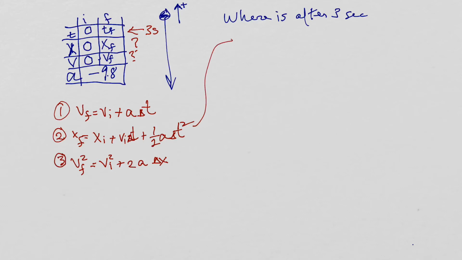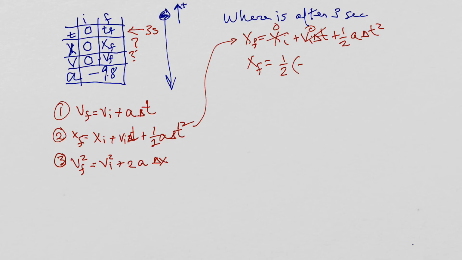So let's take equation 2 here and say xf equals, now what's my initial position? Well, it's 0. Okay, so that goes away. Plus vi delta t. What's my initial velocity? That's 0, so that goes away. Now my final term is 1/2 a delta t squared. So xf equals 1/2 times minus 9.8 meters per second squared times my 3 seconds, that's my delta t, squared. That's how I would get that value.